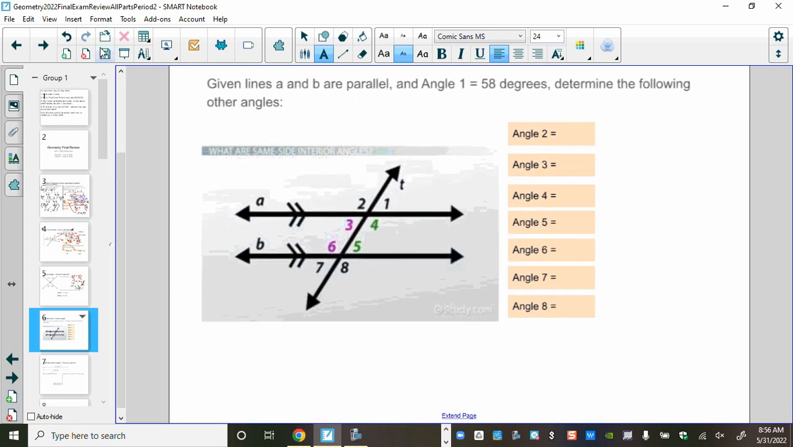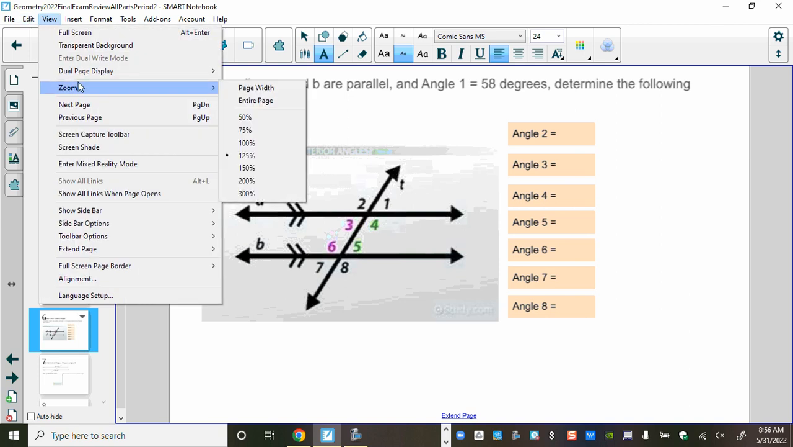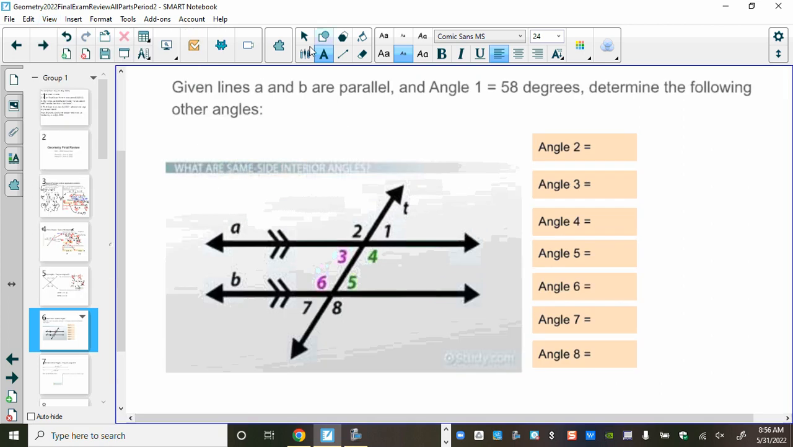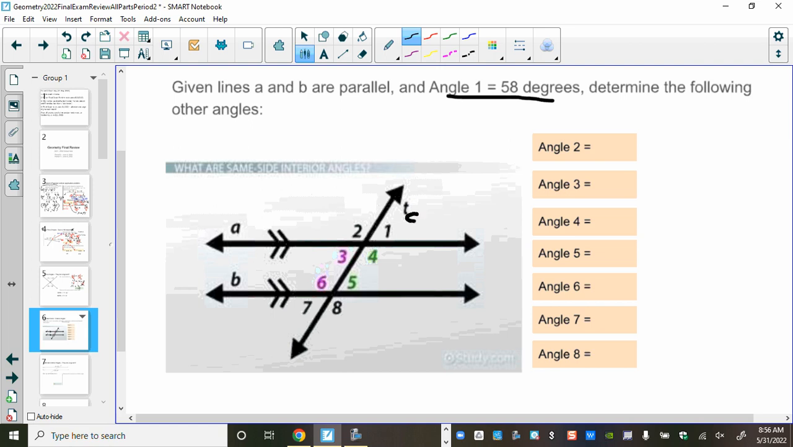For this one, I'll make this bigger. So they're saying, ladies and gentlemen, angle 1 is 58 degrees. So this angle right here is 58. Do you have enough information to get all the other angles? Yes and no.